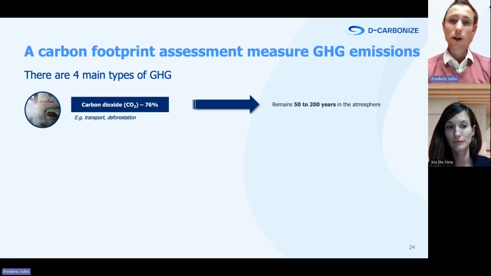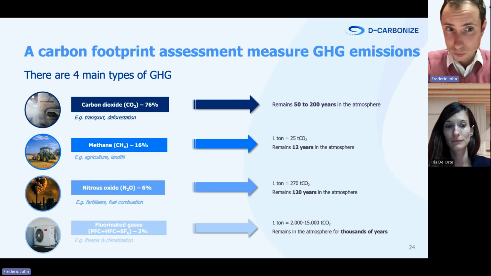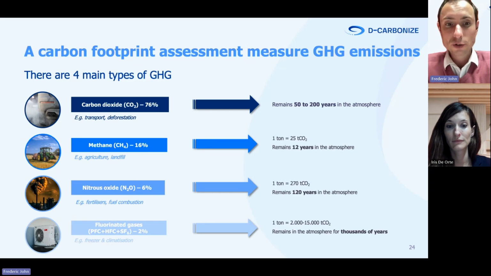So yes, we say a carbon assessment, but behind that, there are the greenhouse gases that we need to measure to be compliant with the regulations and the methodologies that we are using. And there are four greenhouse gases that we are measuring. CO2 emissions, of course, methane, coming from agriculture, landfills, nitrous oxides coming from residues from fuel combustions, fertilizers, and so on, and fluorinated gases that are the gases that you will find in your fridge, in your freezer, and so on.